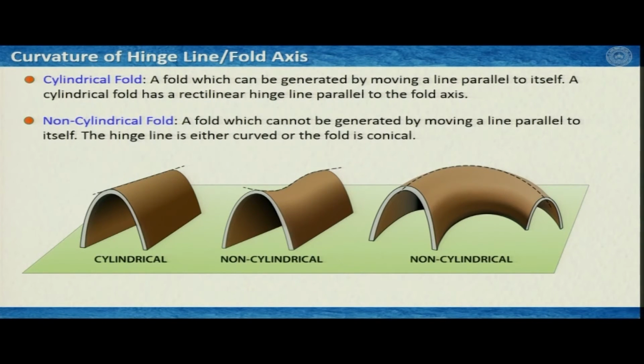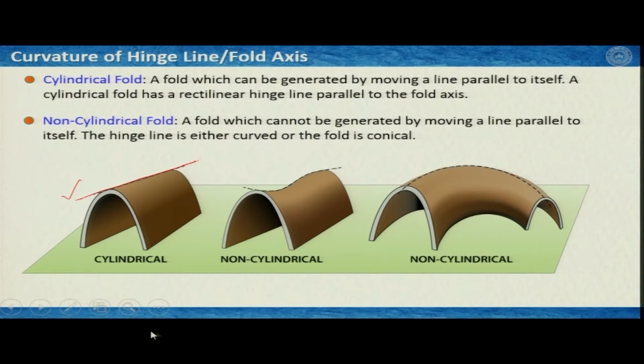Here is one example of a cylindrical fold. We may be a little bit bored now, seeing similar illustrations. Here we are particularly focused on the orientation of the fold axis. This dotted black line is the fold axis, and you see the orientation of this black line does not change. So, it is straight, therefore, it is a cylindrical fold.